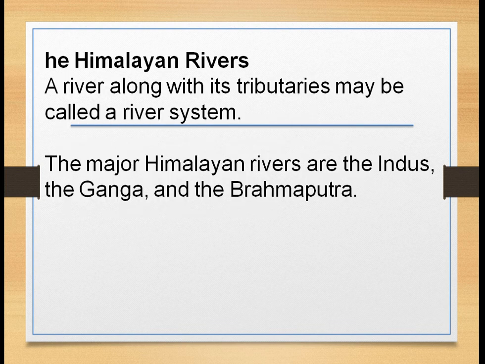Next, the Himalayan rivers. A river along with its tributaries may be called a river system. What is a tributary? What is a distributary? I will explain it soon. The major Himalayan rivers are the Indus, the Ganges and the Brahmaputra. Let's see.